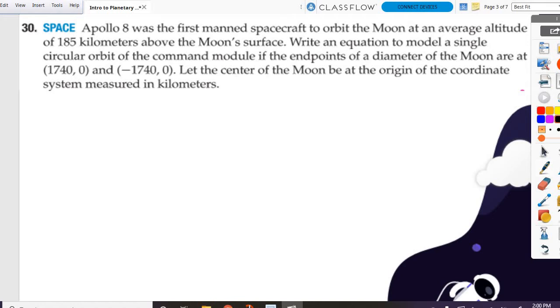So let's look at another example. This one tells us Apollo 8 was the first manned spacecraft to orbit the moon at an average altitude of 185 kilometers above the moon's surface. Write an equation to model a single circular orbit of the command module if the endpoints of a diameter of the moon are at 1740, 0 and negative 1740, 0. Let the center of the moon be at the origin of the coordinate system measured in kilometers.